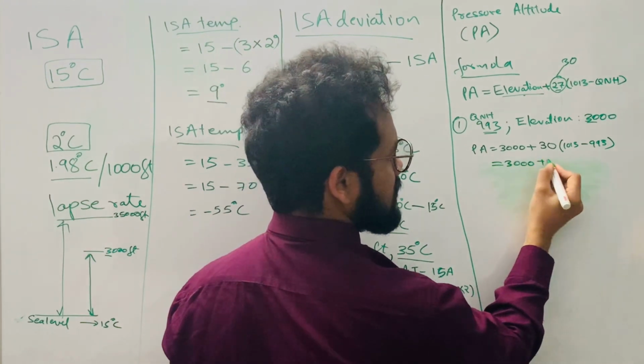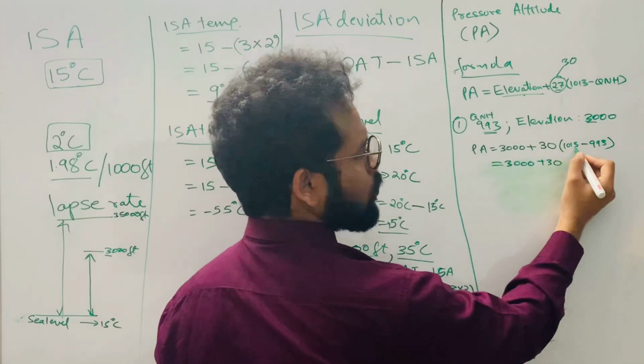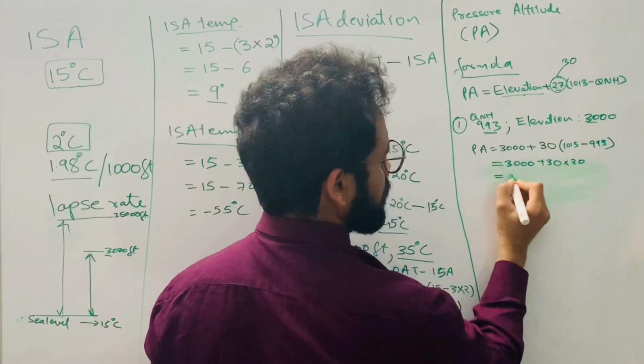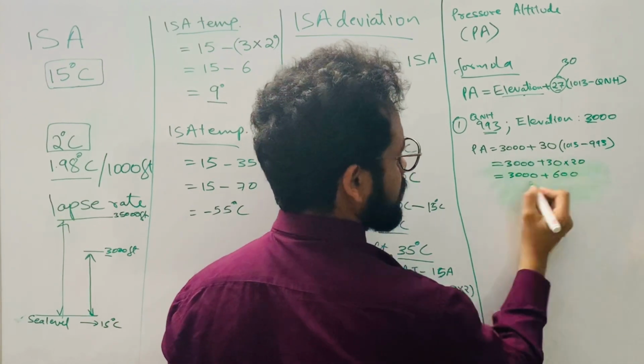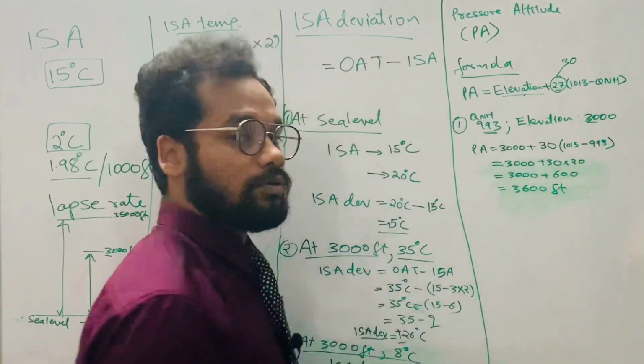3000 plus 30, this, minus 993 and 1013. How much is it? 20. So this comes out to be 3000 plus 3 twos are 600, so this comes out to be 3600 feet. So that's your pressure altitude.